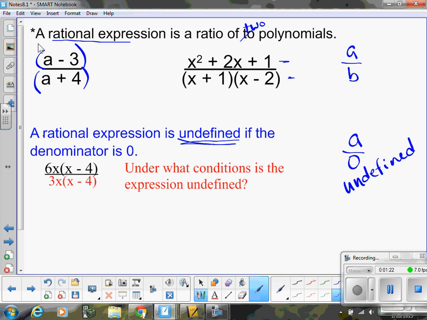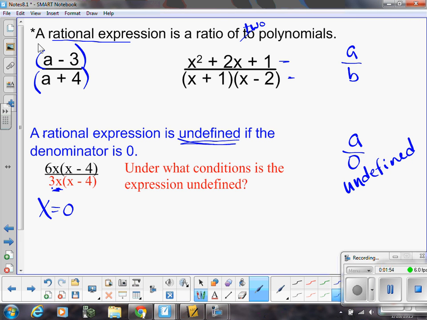Alright, so here's what we're going to do. We're going to look for numbers that will make these expressions undefined. Look at this right here. What would make 3x a 0? 0, right? If I said x is equal to 0 and plug that in, 0 times 3 is 0, and 0 times anything is 0. So that's going to make the whole bottom 0.